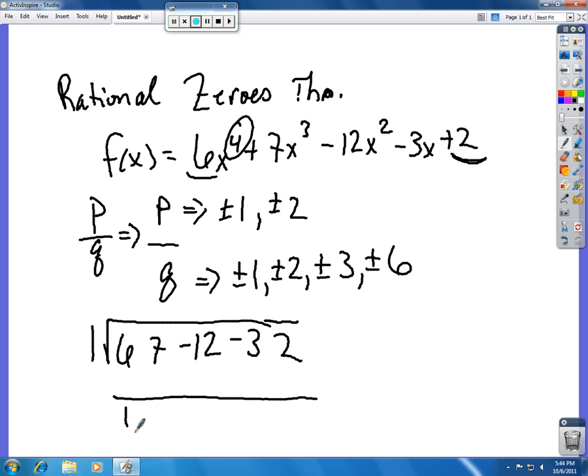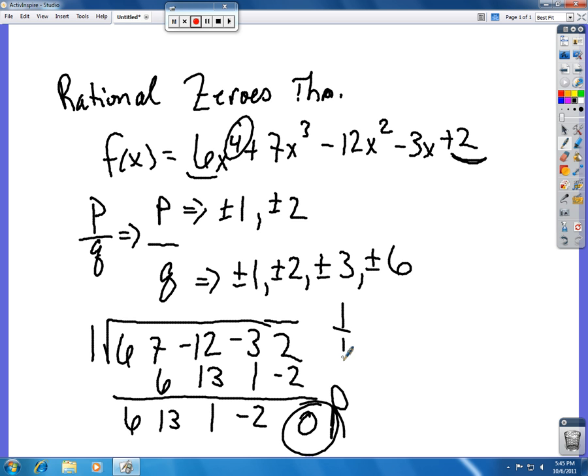So the 6 will drop down, you multiply it by 1, comes here, you combine them, you get 13. Multiply 13 by 1, comes here, combine those, you get 1. Multiply it by 1. Combine these, you get -2. Multiply that by 1, you get -2 here. Combine them, and you get a 0. So because you get a 0, 1 over 1 works out, and -1 over -1 works out. So you know these two here are safe.